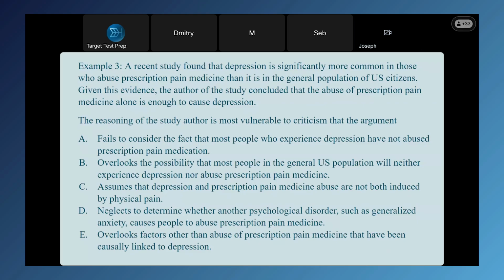That's a good question. It's saying that the abuse of prescription pain medicine alone is enough to cause depression, in the sense that if someone didn't do anything else that caused depression and they started abusing prescription pain medicine, that alone is a sufficient action to cause depression. Does that make sense?